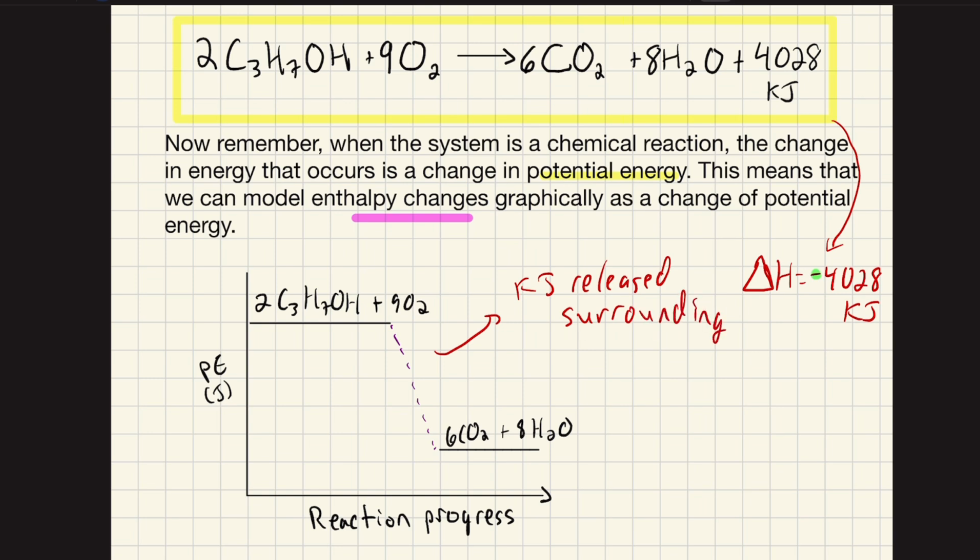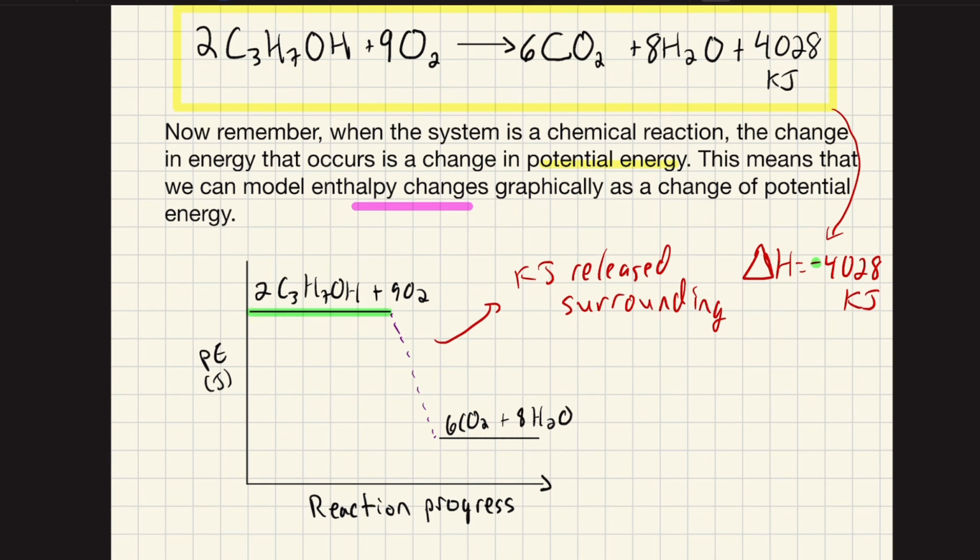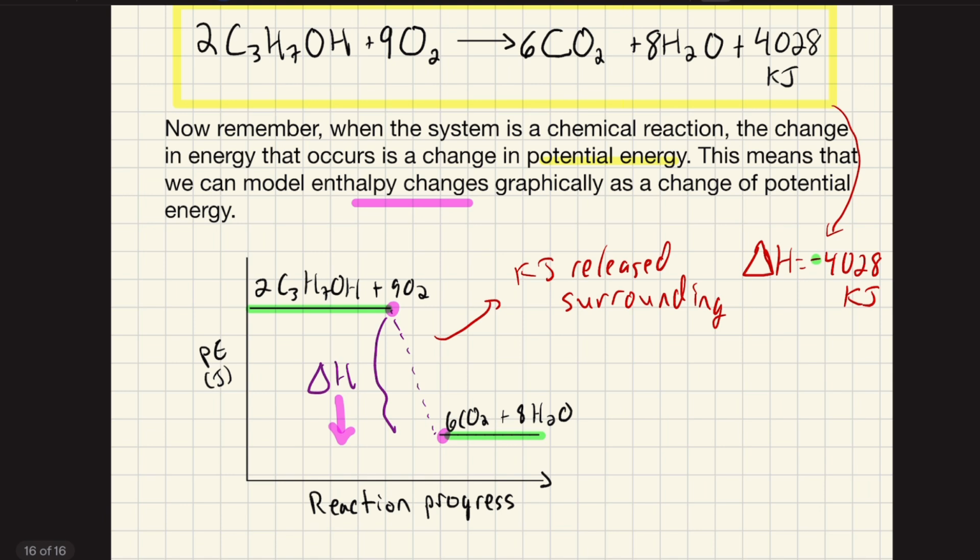Now, the difference between the reactants and the products, that change in potential energy is equal to the enthalpy change. So when we say that the enthalpy change is negative 4,028, that is merely the difference between here and here. And the reason why it's negative is because it goes downwards. So that value, if I take the difference between the reactants and the products, that decline, that would be negative 4,028.